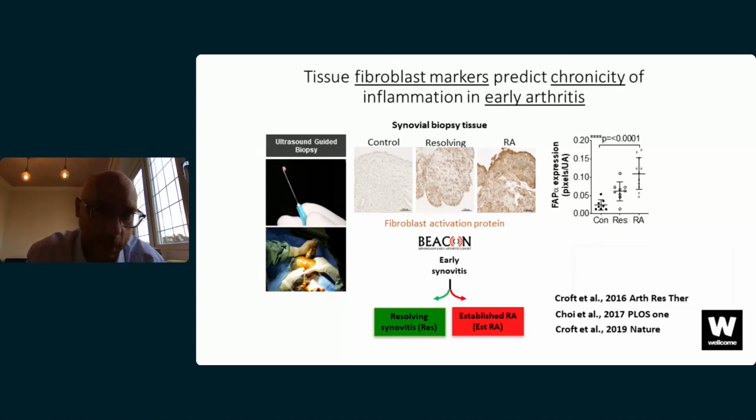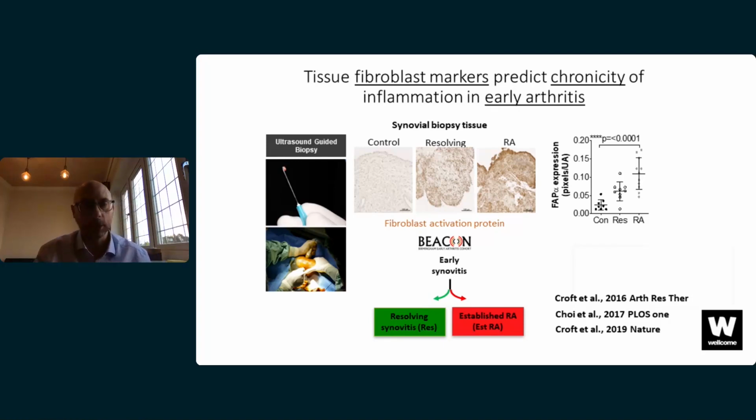And we looked at this protein and stained for it in patients with synovial tissue biopsies. So we have a pipeline of minimally invasive ultrasound-guided biopsy techniques where we can take small samples of synovial tissue from the lining of the joint at the very earliest phases of disease. And in fact, we can do this longitudinally over the time course as well. And we stain that for this fibroblast activation protein. And what you see in the middle is that under healthy conditions, the FAP alpha is expressed at very low levels. The staining is in brown.